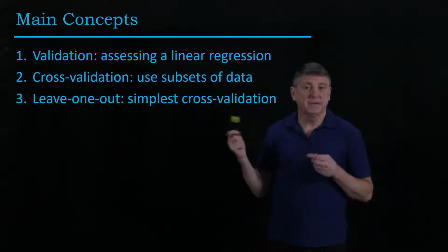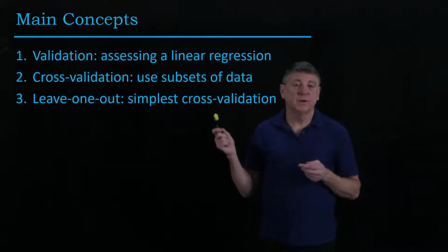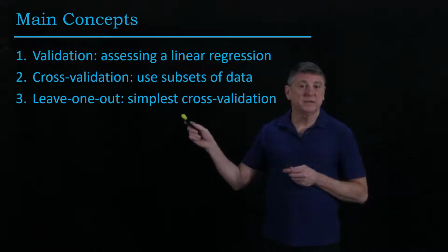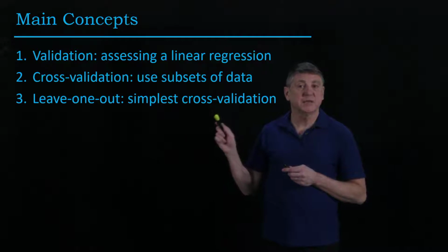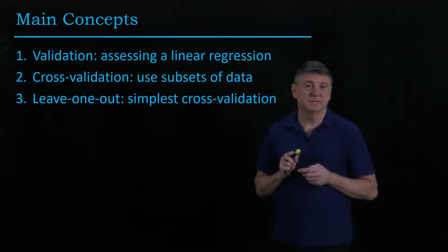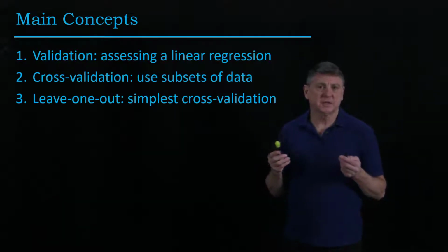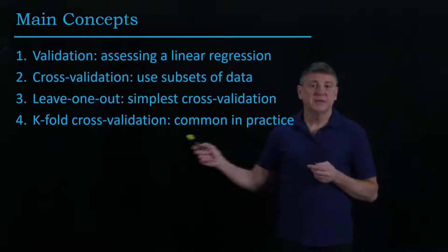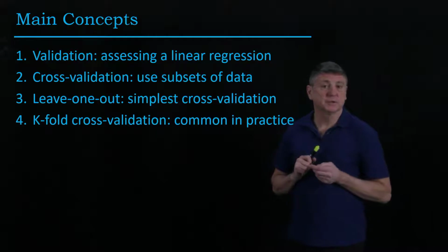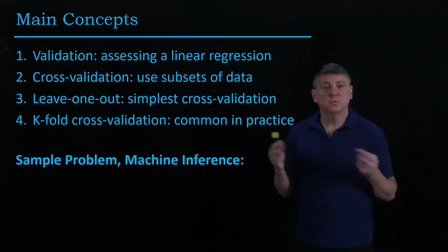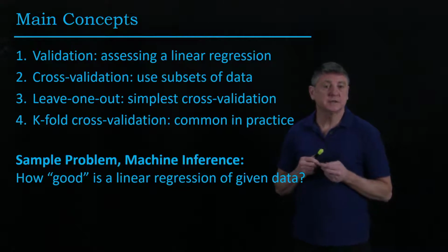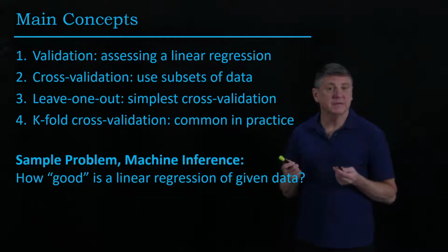One particular method of cross-validation is leave one out, in which we literally leave one example out and we train on the remaining examples, and then we test on the one we've left out. This is computationally complex. K-fold cross-validation is common in practice, and this requires a little more study. One problem that we can think of as we go through this lecture is how good is a linear regression from our given data?